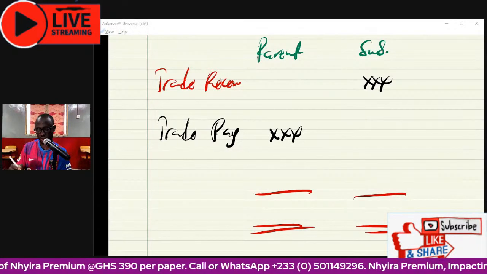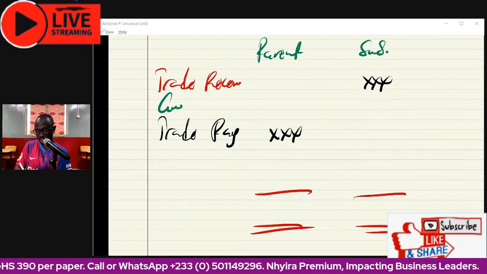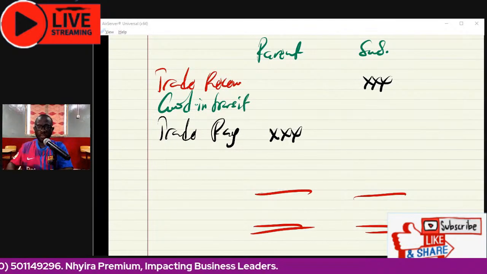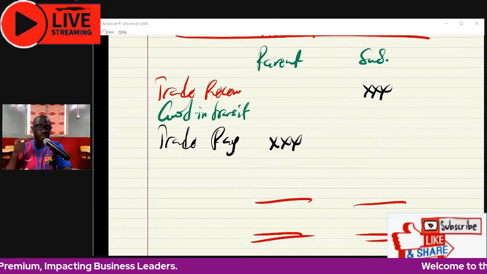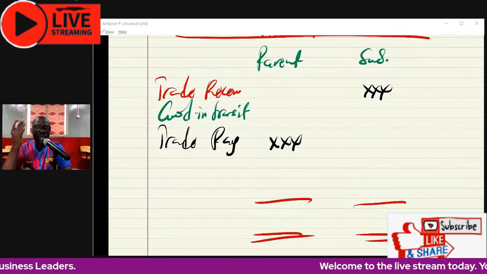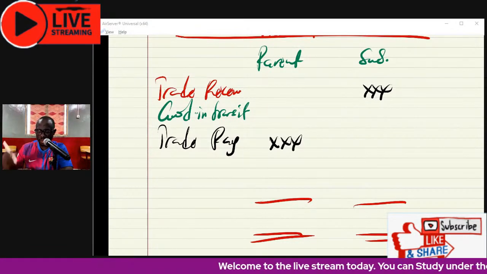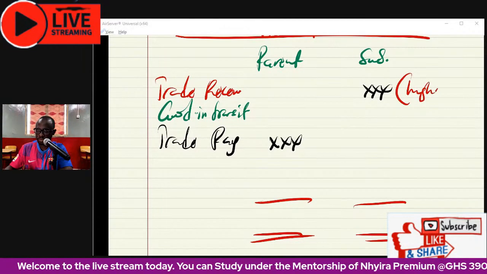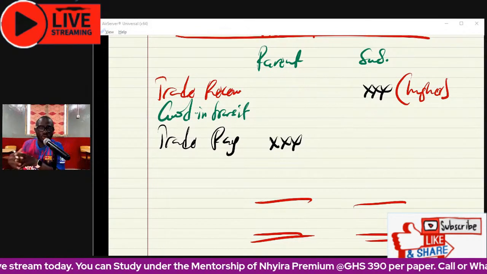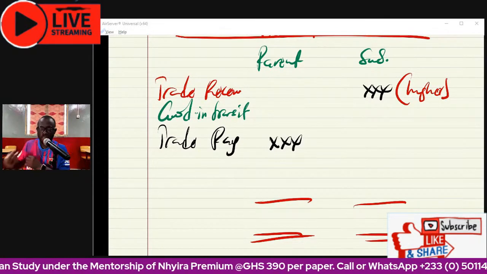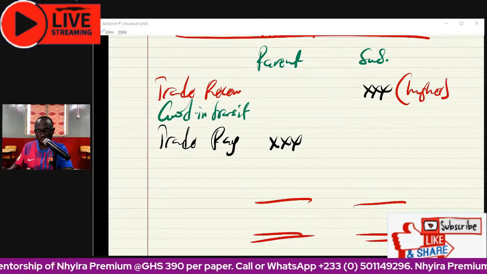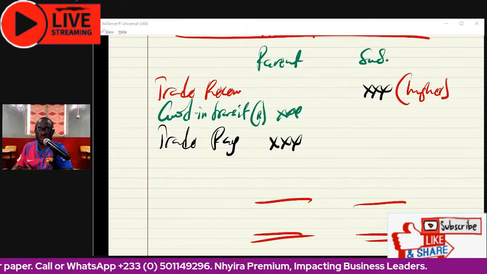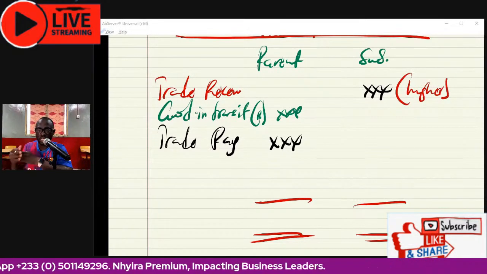Number one is the goods in transit. Now, if the subsidiary is selling to the parent and there is a goods in transit, it means that in the books of the subsidiary, they are going to be having a higher figure for what they deem to receive from the parent than what the parent will be having in their books. So that goods in transit could become the balancing figure that we are looking at.